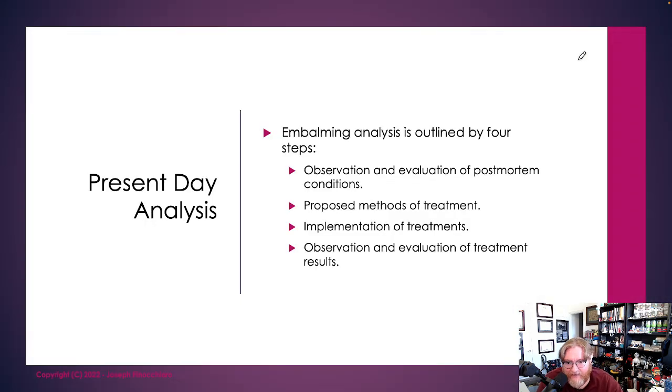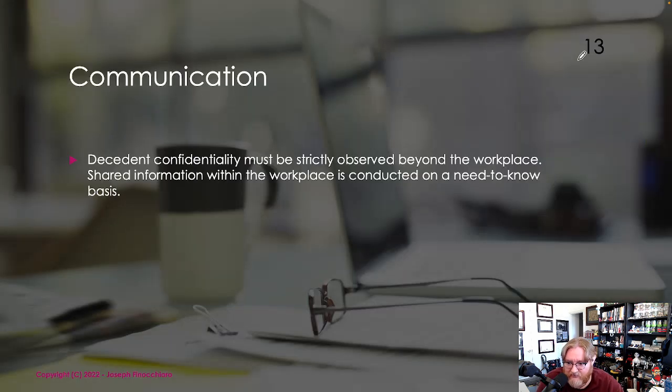There are 4 steps involved in an embalming analysis: observation and evaluation of postmortem conditions, proposed methods of treatment, implementation of treatments, and observation and evaluation of treatment results. What do you see? How do you fix that? Try doing that. Did it work, yes or no? And then, what do you see? How do you fix that? Try that. Did it work, yes or no? And you repeat this cycle the entire time the body is under your care until the body has been processed for disposition.